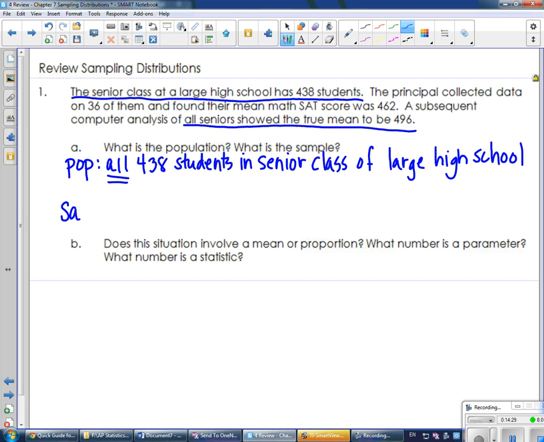Our sample in this case would be the other group. So let me underline this in a different color. We collected data on 36 of them and found their mean SAT score was 462. So everything that I've underlined in red now refers to my sample. So my sample would be the 36 seniors selected by the principal.